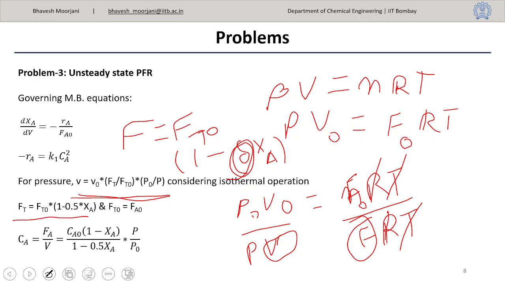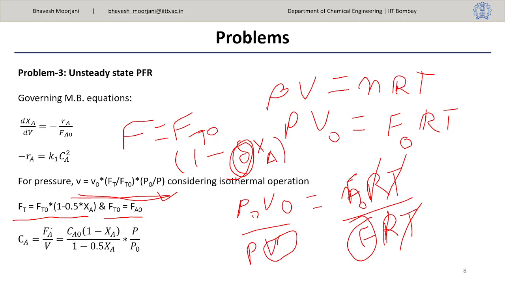Okay, so this is how your total molar flow rate is changing with time as your conversion is changing. Now initially, since you only have A, your FT0 is equal to FA0. Now you have this two information. You have V with the ratio of P0 by P and Ft by F0. Similarly, you have Ft in terms of FA0 through this equation.